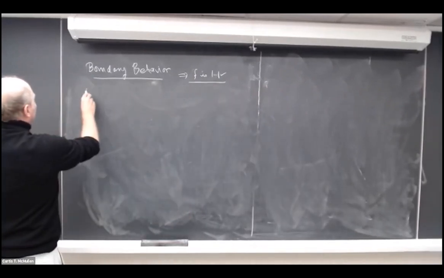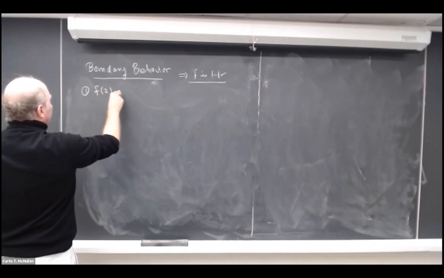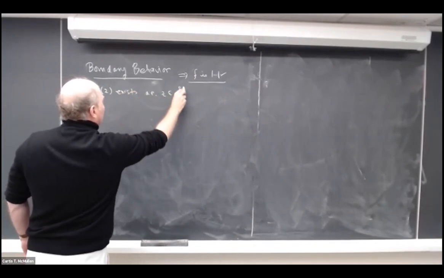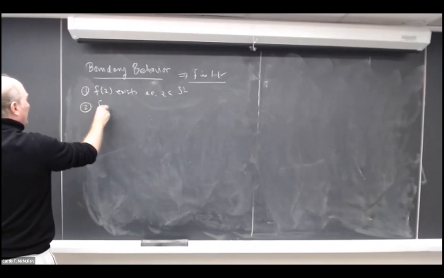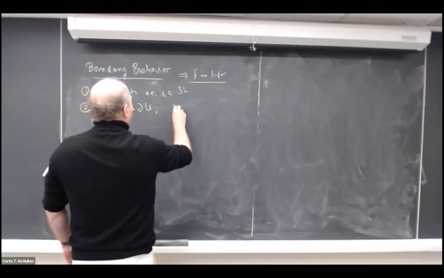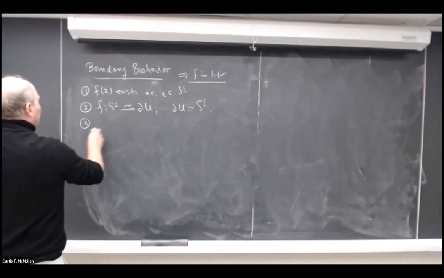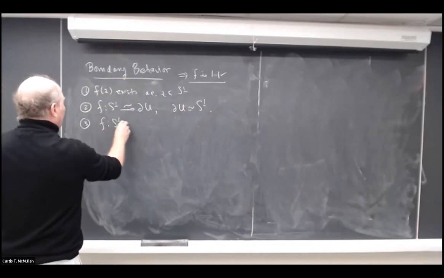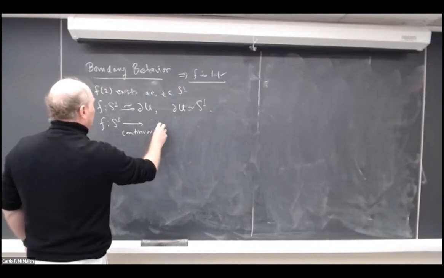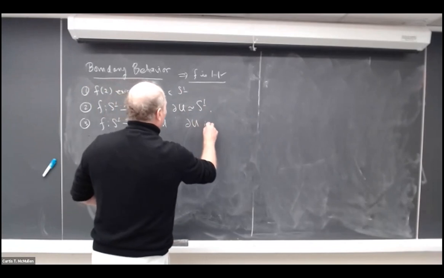So to summarize, we have found that F of Z exists for almost every Z in S1. Two, F maps S1 isomorphically to the boundary of U when the boundary of U is itself a circle topologically. And then the third will be that F sends S1 continuously to the boundary of U when the boundary of U is locally connected.